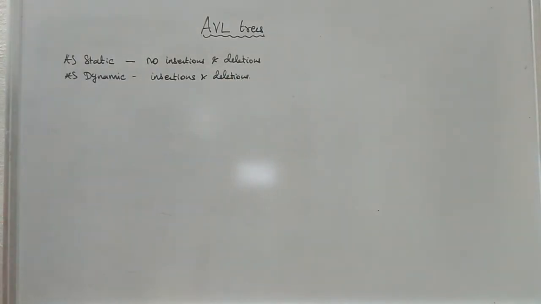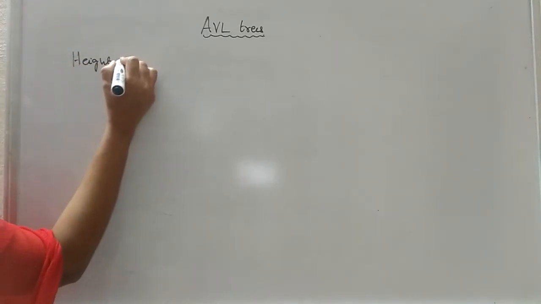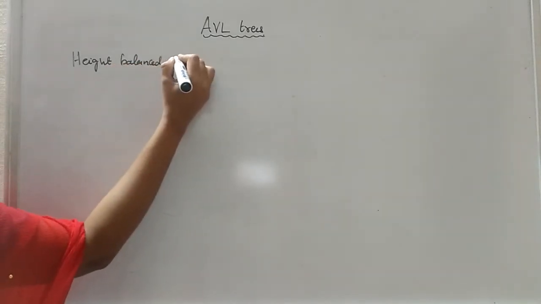It's necessary to discuss the static tree table and the dynamic tree table here because the AVL tree is an example of a dynamic tree table. We say it is a dynamic tree table because we perform insertions and deletions, and we can even customize the structure of the tree if needed. AVL tree is nothing but a height balanced binary tree.